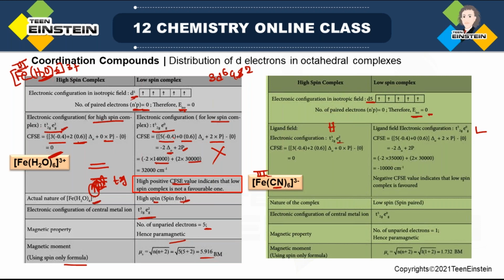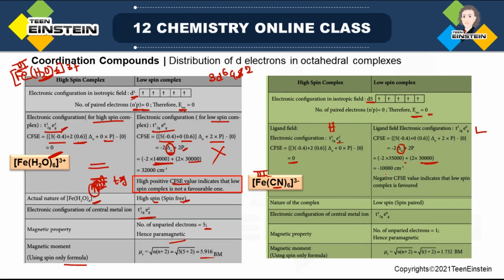But this del O value, now it will not be same, because now the ligand is changed, the gap between EG-T2G is also different. Look at the del O value. Here it is 14,000, but now it is 35,000. So highly different, because you have changed the ligand. Pairing energy same, because pairing energy is dependent only on the electron. It has nothing to do with ligand. So it is same. And in the high spin, it is same calculation as you are seeing here.